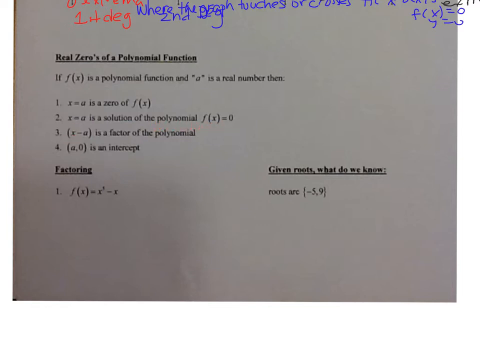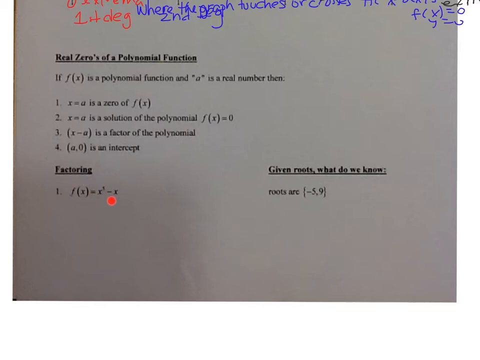I also know that if a is a solution, a is a 0, then x minus a, right, subtract a from both sides, would give me a factor of the polynomial. And then I also know, since it's where it crosses the x-axis, then my x-intercept has to be a comma 0. All right, so I want you to solve this.